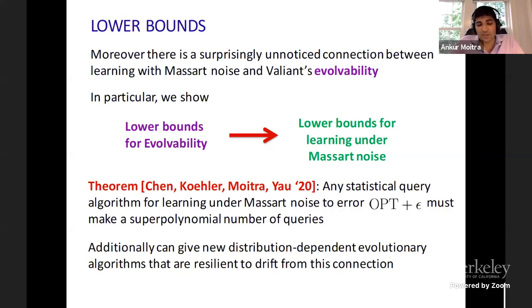And actually, this connection goes the other direction: you can use algorithms in evolvability to give new distribution-dependent evolutionary algorithms that are resilient to drift. Again, I won't get into that.